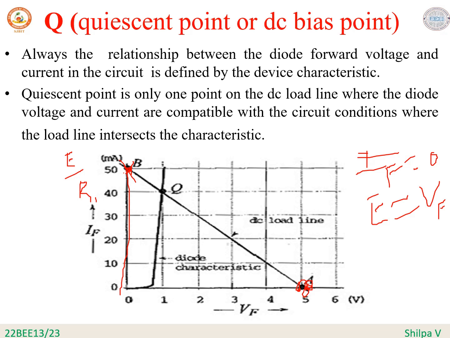Join those 2 points, and that is the DC load line. Wherever it meets the forward biased characteristics of the diode, where these 2 curves meet, is called the quiescent point. The point of intersection is the point of operation, which is usually called the quiescent point. The straight line drawn between the 2 points is the DC load line, and the point of intersection of the forward characteristics of the diode and your DC load line is called the quiescent point of the diode.